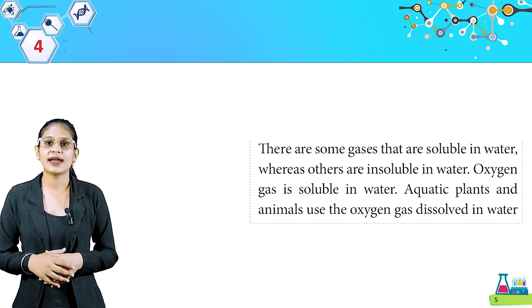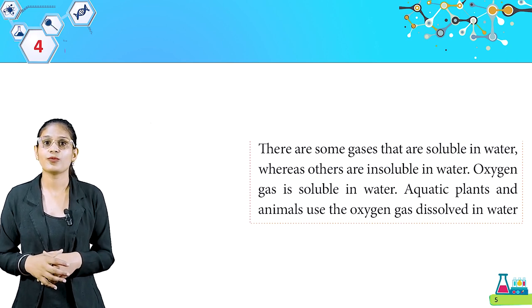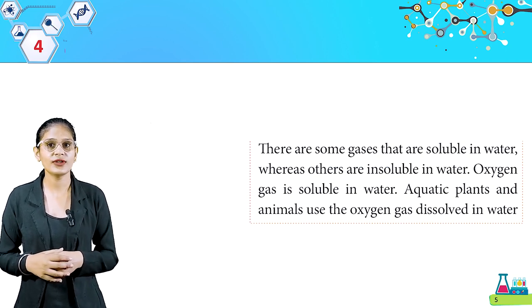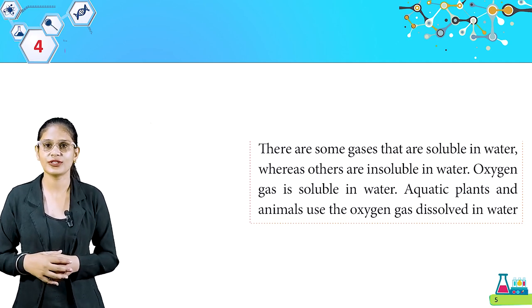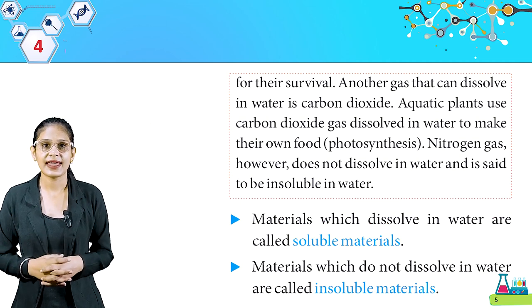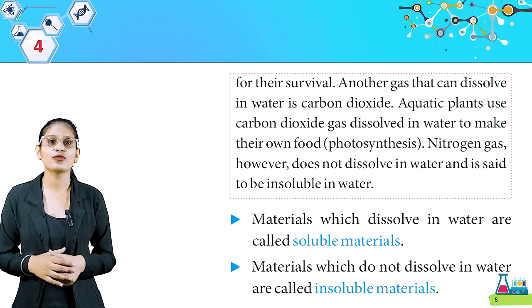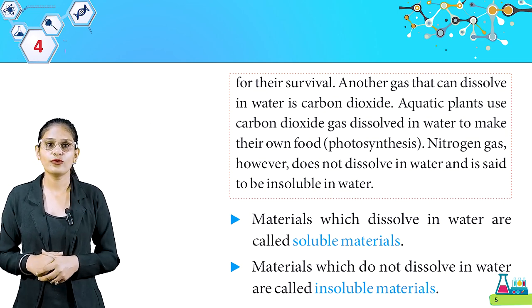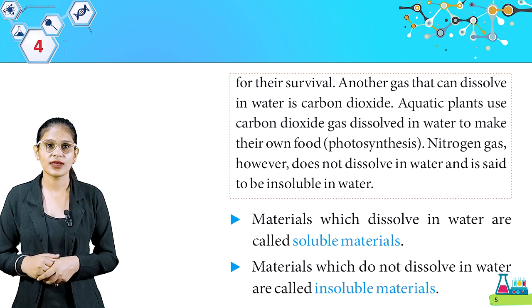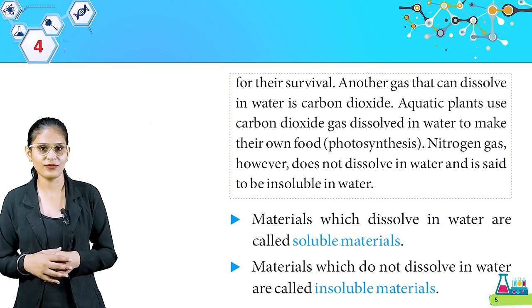There are some gases that are soluble in water, whereas others are insoluble in water. Oxygen gas is soluble in water. Aquatic plants and animals use the oxygen gas dissolved in water for their survival. Another gas that can dissolve in water is carbon dioxide. Aquatic plants use carbon dioxide gas dissolved in water to make their own food, photosynthesis. Nitrogen gas, however, does not dissolve in water and is said to be insoluble in water.